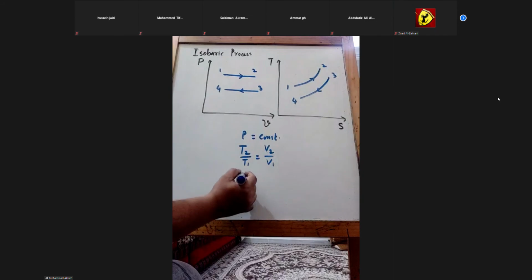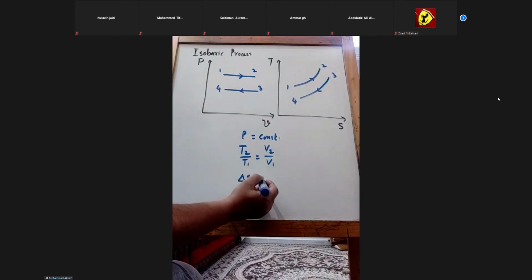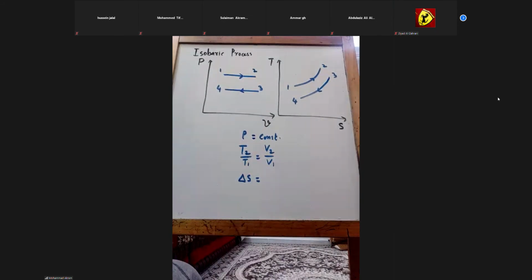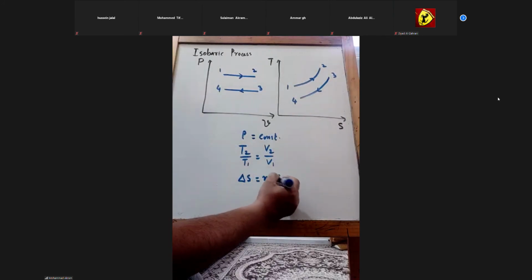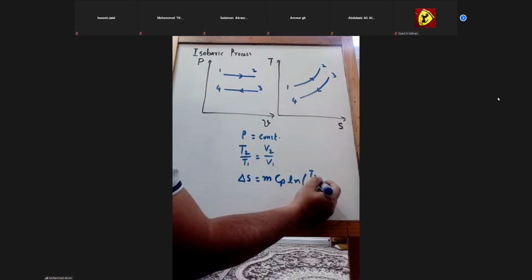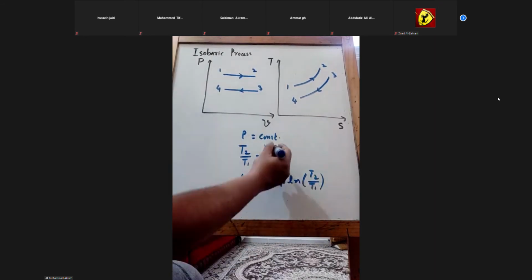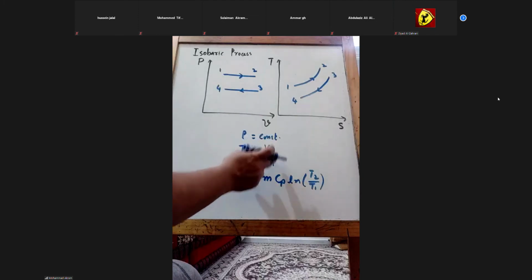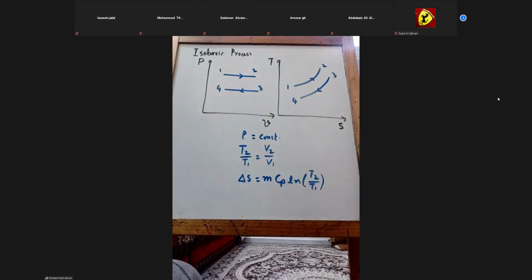Okay, and change in entropy, delta S, is equal to... what is the relation I gave for delta S? M Cp ln of T2 by T1. Or you can also write V2 by V1 because T2 by T1 is V2 by V1. Am I right? Okay. Please write this down fast.